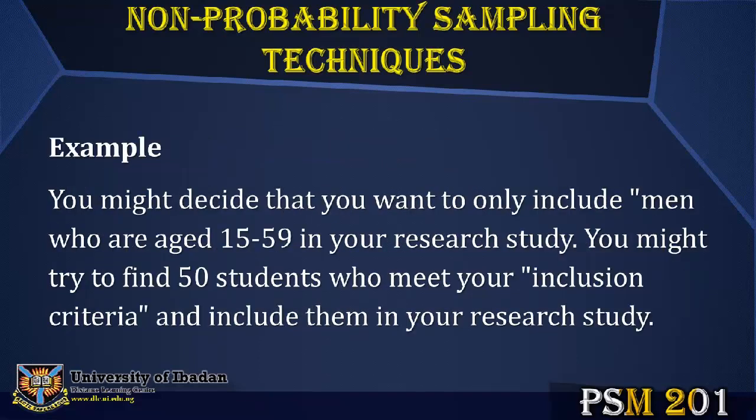Example: You might decide that you want to only include men who are aged 15 to 59 in your research study. You might try to find 50 students who meet your inclusion criteria and include them in your research study.